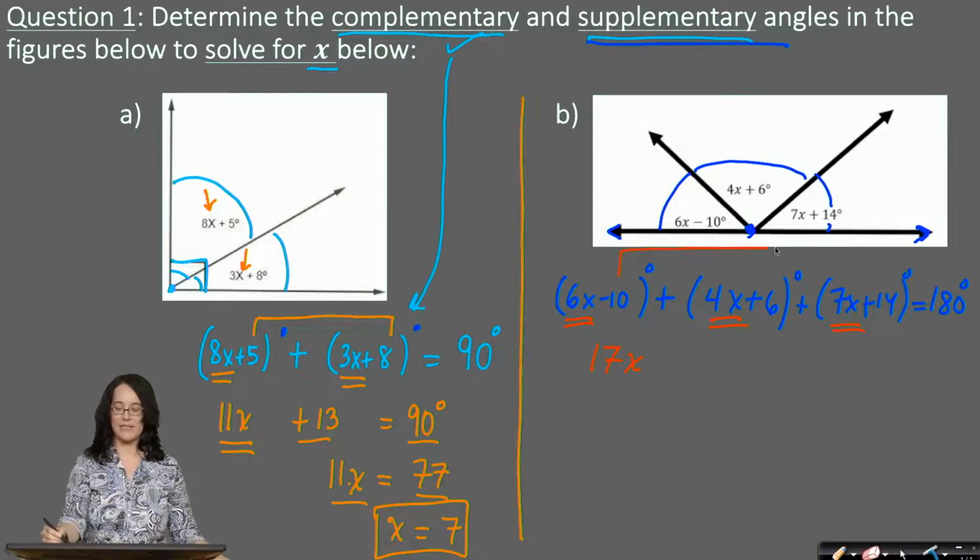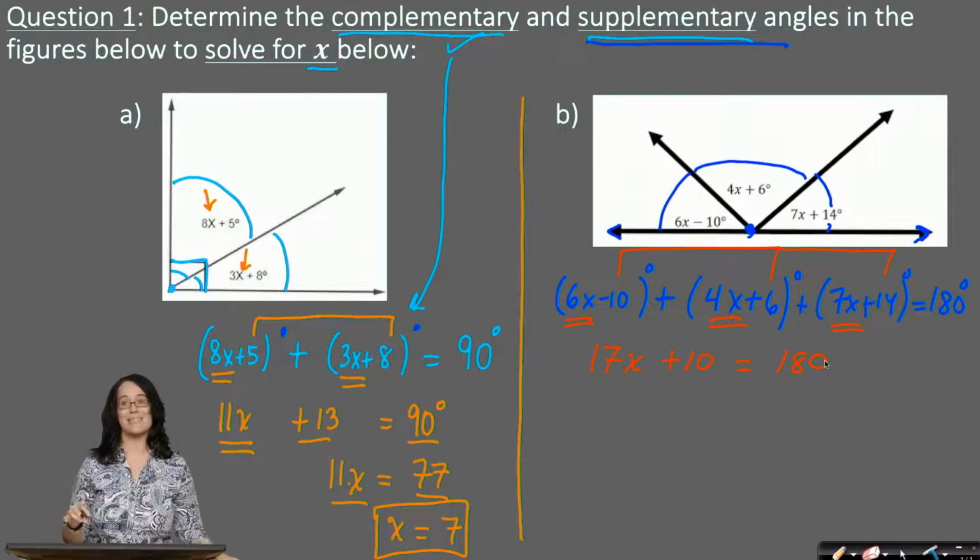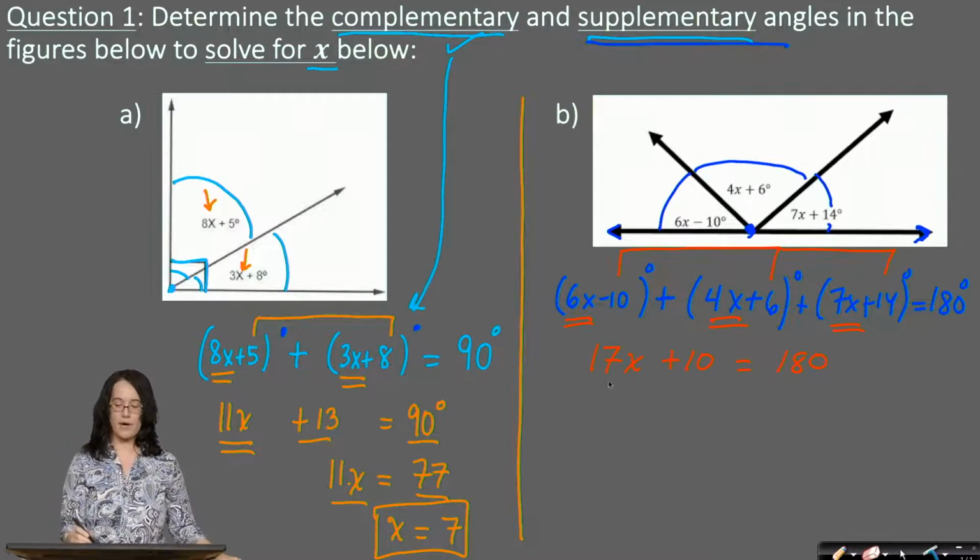And then you have a negative 10, a positive 6, and a positive 14. Negative 10 plus 6 is negative 4, right? And negative 4 plus 14 is positive 10. So far, if I remove the degrees just for convenience, 17x plus 10 must equal 180. Again, solving for x, we need to isolate the x term by undoing addition with subtraction. Subtracting 10 on both sides, 180 minus 10 is 170 equals 17x.